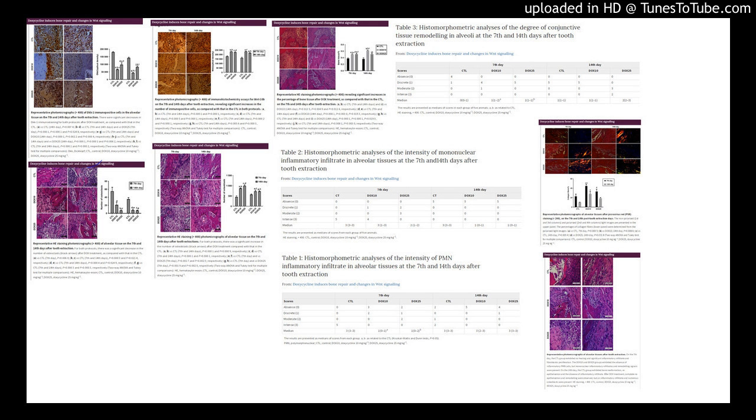On the 14th day after surgery, the intensity of the inflammatory infiltrate did not significantly change in the DOX10, median 3, 2-3, and DOX25, median 3, 3-3, groups compared with the CTL group, median 3, 3-3. Table 1, Histomorphometric analyses of the intensity of PMN inflammatory infiltrate in alveolar tissues at the 7th and 14th days after tooth extraction. Full-size table. Mononuclear inflammatory infiltrate.